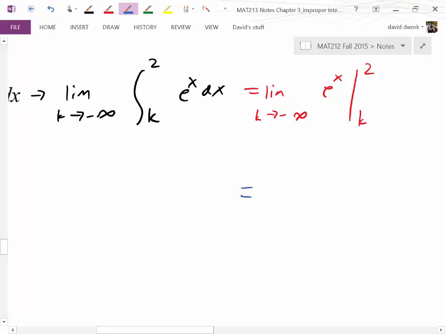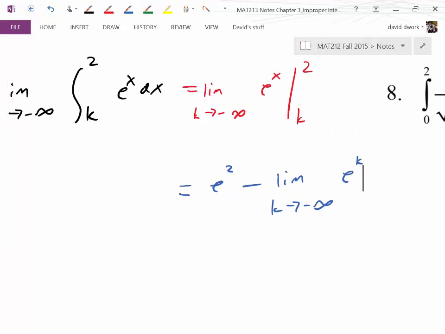So now when I go ahead and evaluate, I substitute my values. This would be e to the 2. Again, notice no limit as k approaches because there's no k's here. Minus the limit as k approaches negative infinity of e to the k. So there we go. So now let's just go ahead and evaluate this.